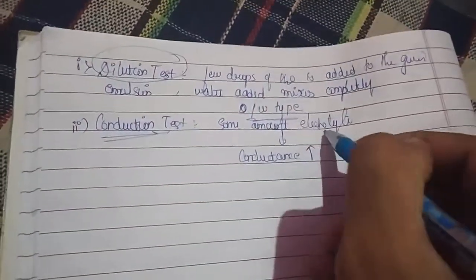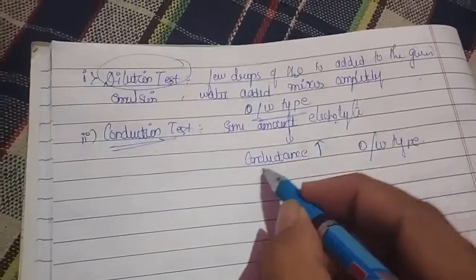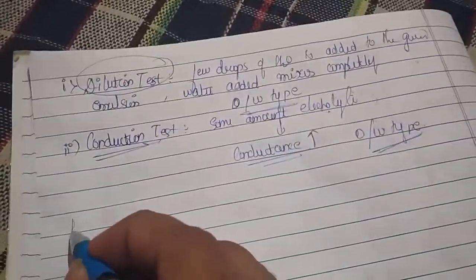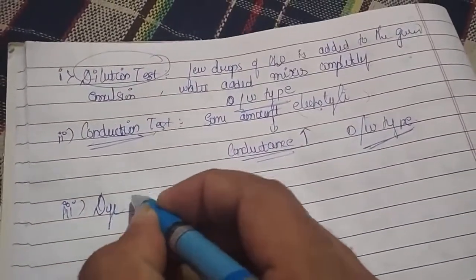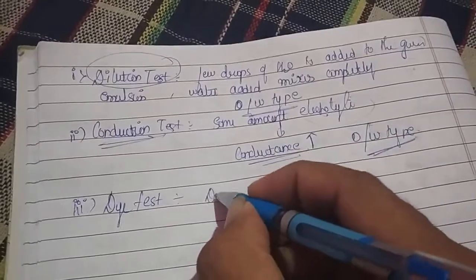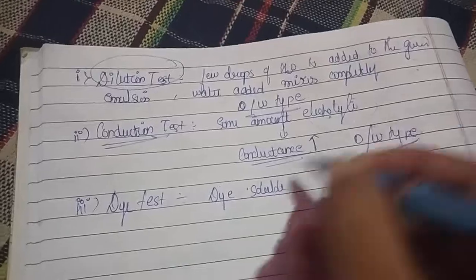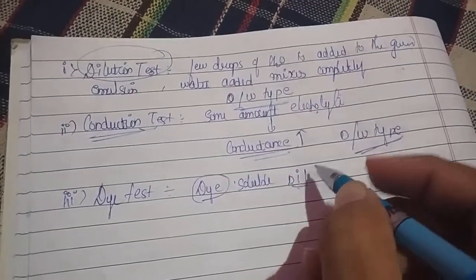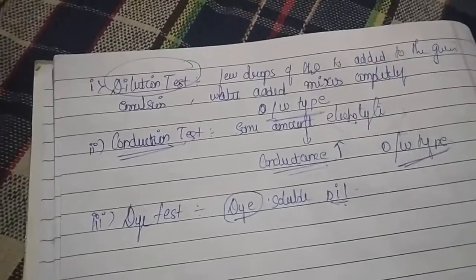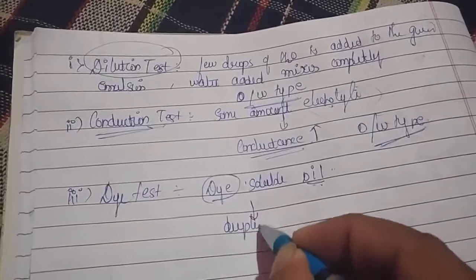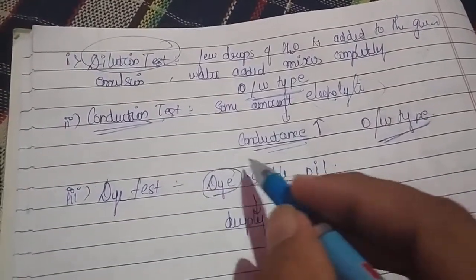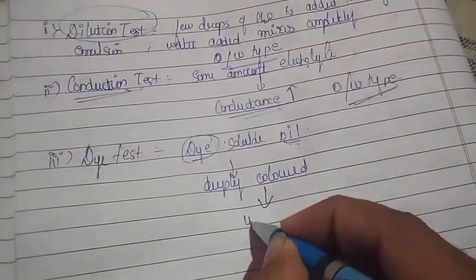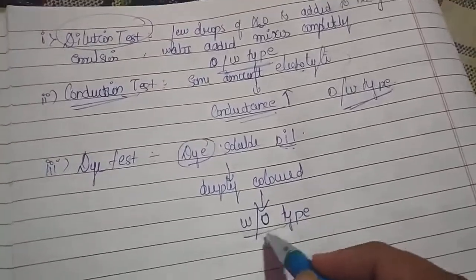So what we are doing, a small amount of electrolyte is added to the given emulsion, and if the conductance increases after the addition of the electrolyte, then such an emulsion will be called your OW type emulsion. The next important test is called your dye test. Here what we do is basically we choose a dye which will be soluble in oil, or we can say it's oil soluble. We choose a dye which is soluble in oil, and when it is added to the given emulsion, if the emulsion becomes deeply colored, in simple words, by the addition of your oil soluble dye, remember at that moment it is called WO type emulsion.